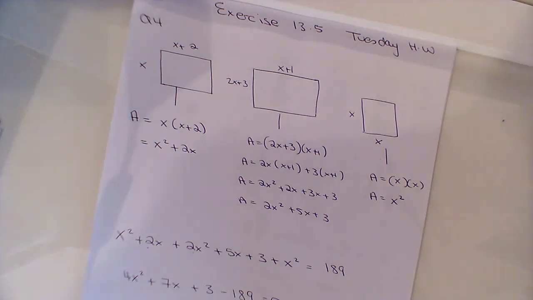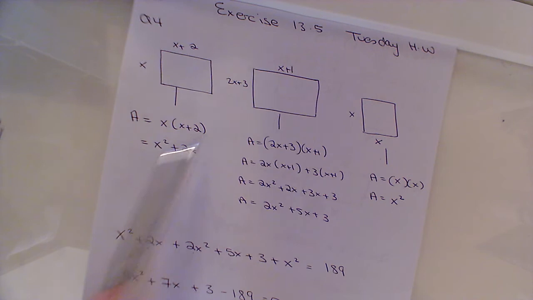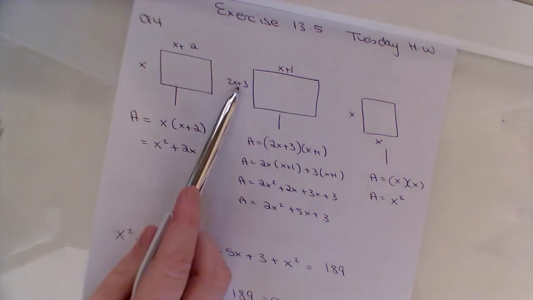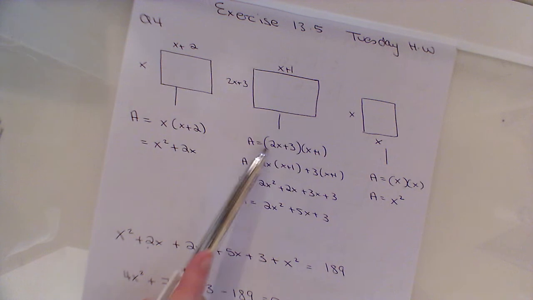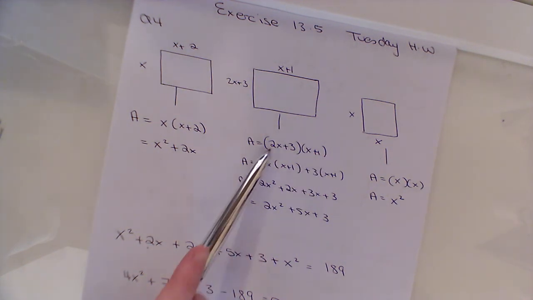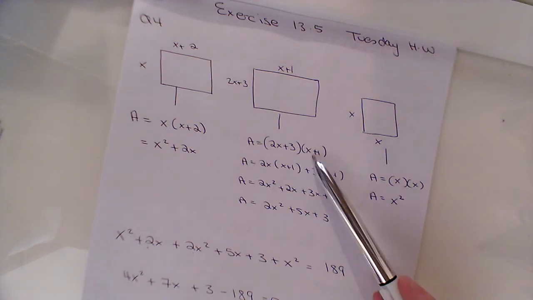width. So the first one, my area is length by width, which is x by x plus 2, which is x squared plus 2x. This rectangle, it's 2x plus 3 times x plus 1. So I'll have 2x plus 3 times x plus 1. So I split my brackets. So I have 2x times everything in the second bracket plus 3 times everything in the second bracket.